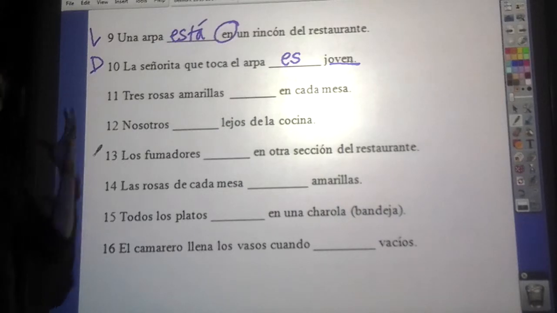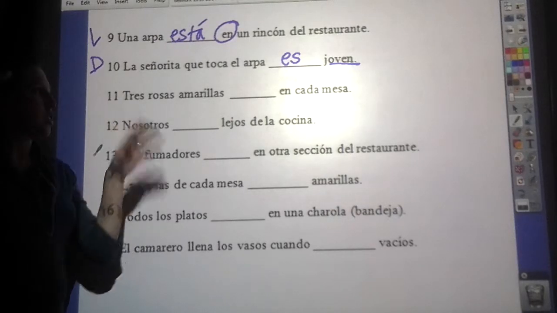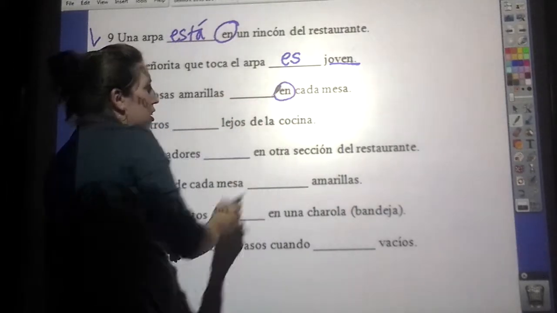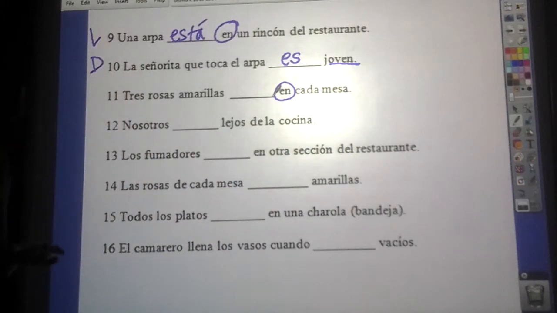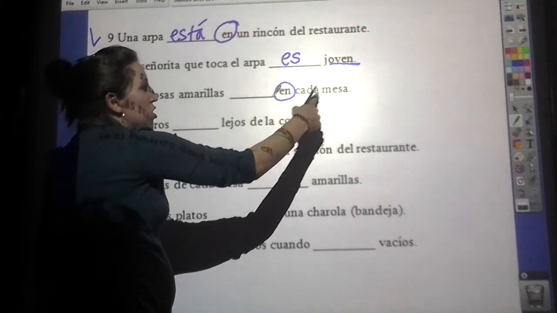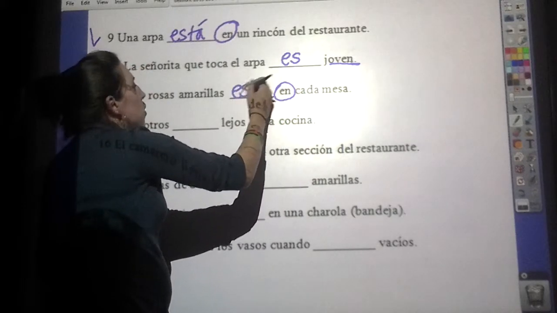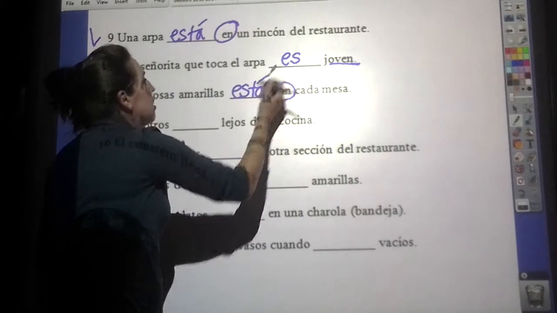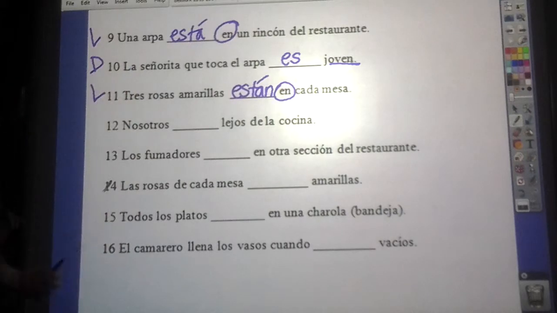11. Tres rosas amarillas blank en cada mesa. You should have some kind of dinger or buzzer or something going off in your head when you see en, because that tells you a location. So, 3 yellow roses are on each table. So, están. And that's a location.